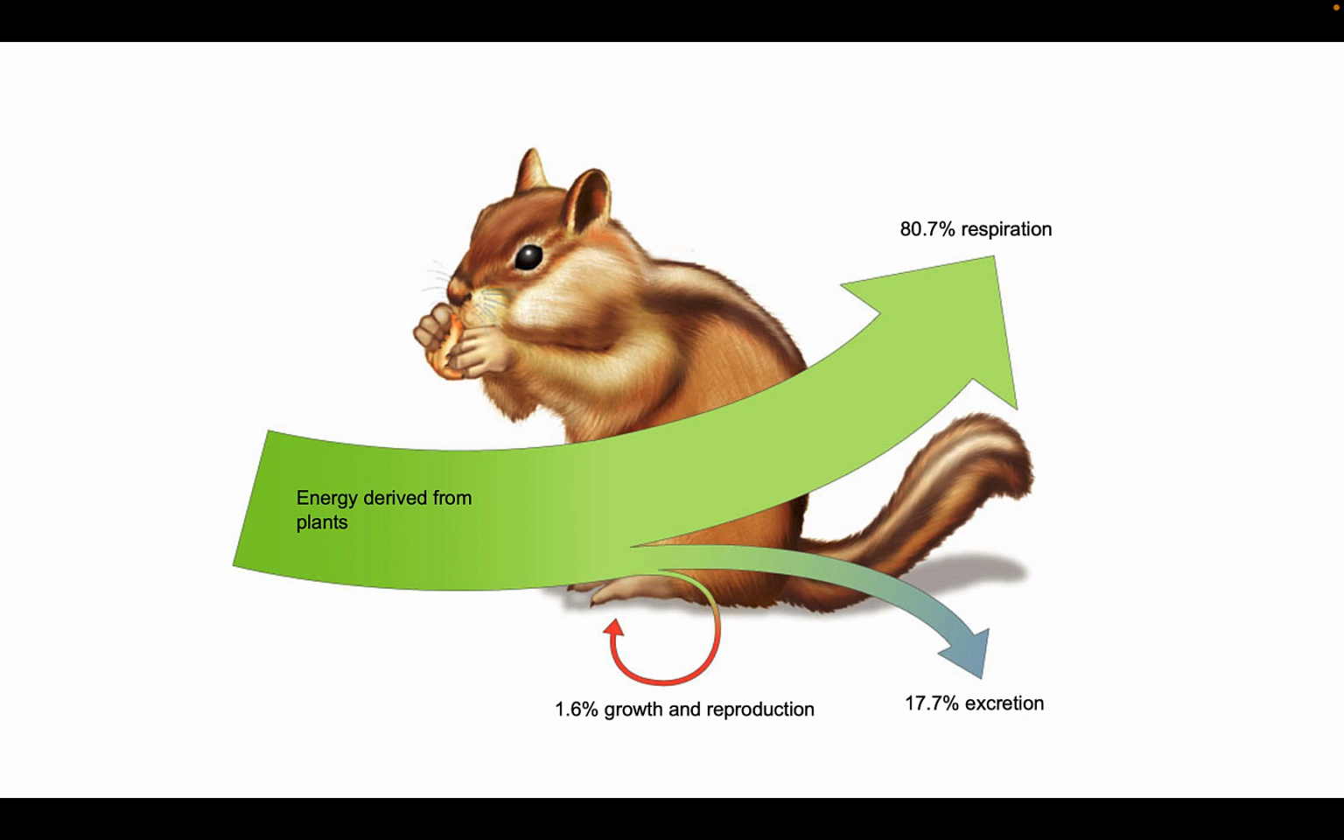Then when we look at things that are consumers, we take in energy that we get from plants or from other things, and about 80% of the energy that we take in is used in respiration. About 17.7% is excreted, and about 1.6% is what goes into our growth and reproduction. So of the energy we take in, almost all of it is lost through respiration and excretion.